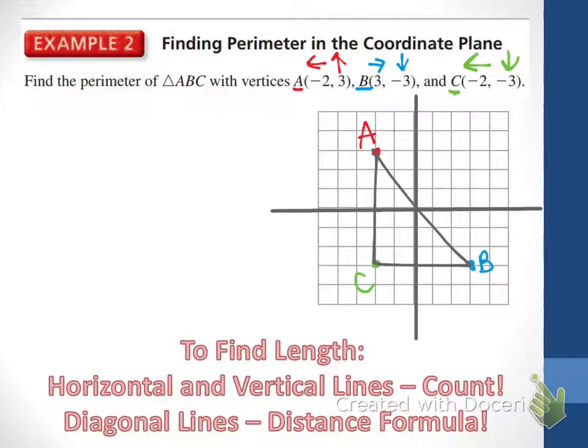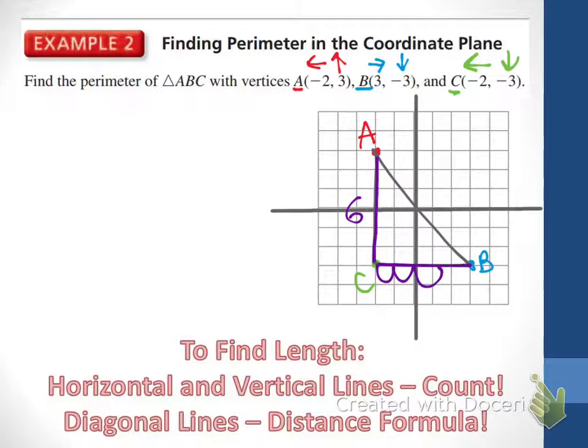All right, so let's read what we wrote. Horizontal and vertical lines we can count, so we can figure out the length of AC. You could do the distance formula, but why do all the extra work if you don't have to? So this vertical line, we could just count the boxes. What do we get? 6. That is correct.